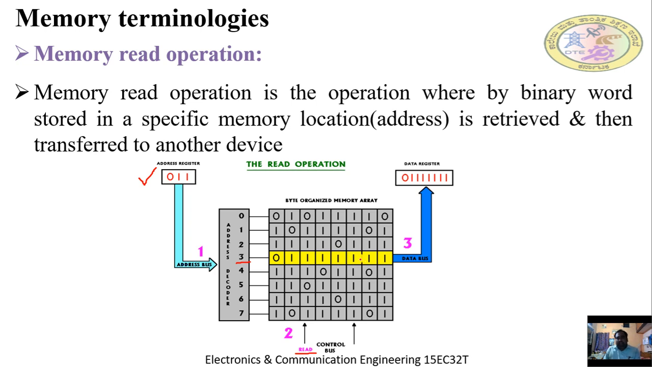Once it is read, a copy of the data is placed on the data bus. It's a copy; the same information is copied onto the data bus, and from the data bus it moves further into the data register. From the data register you can copy the data into an IO device, or transfer the content to some other peripheral like memory. So this is how the read operation is done.